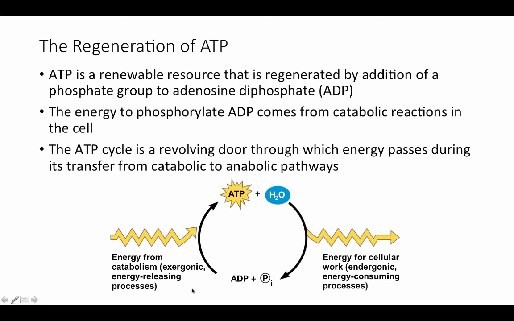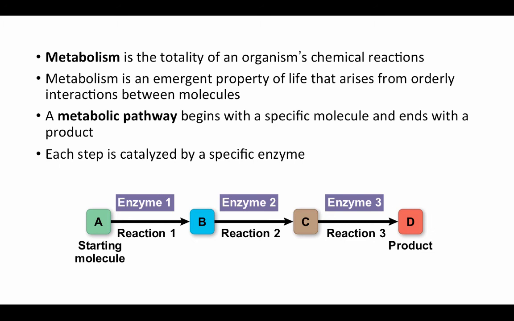So to wrap up, let's just review how all of this fits into the idea of metabolism. So again, metabolism is the totality of an organism's chemical reactions. All of these pathways, all of the work that cells do are part of this idea of metabolism. So metabolism is an emergent property that comes from these pathways, this orderly progression of reactants, intermediates, products that are going to couple these exergonic with endergonic reactions to create more order in the system of the organism.